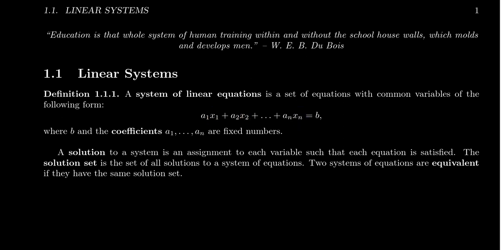On the other hand, the numbers a1, a2, a3, up to an, these are commonly referred to as the coefficients of the linear equation, and these are going to be fixed numbers. For the purpose of this section, by a fixed number here, we mean a real number. And then on the right-hand side, there'll also be some other number b. Now, not every linear equation is written in this form, but an equation is going to be a linear equation if it can be written in this form, if it's equivalent to this form.